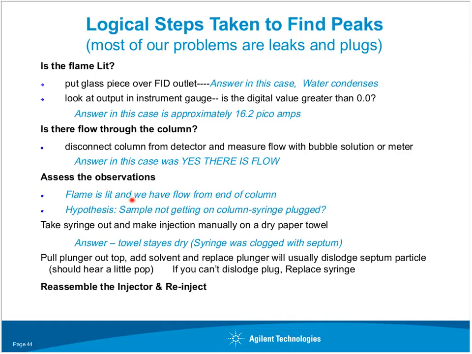If the flame is lit and we have flow through the column, the sample is not getting on the column. Is the syringe plugged? The ideal thing is to take the syringe out of the GC, pull up some solvent, and manually dispense it onto a chem wipe. If the towel stays dry, the syringe is plugged. So again, pull the plunger out, add solvent, replace the plunger, and this will dislodge it. It could be a septum particle or something else. So again, make sure that the syringe is actually expelling the solvent.